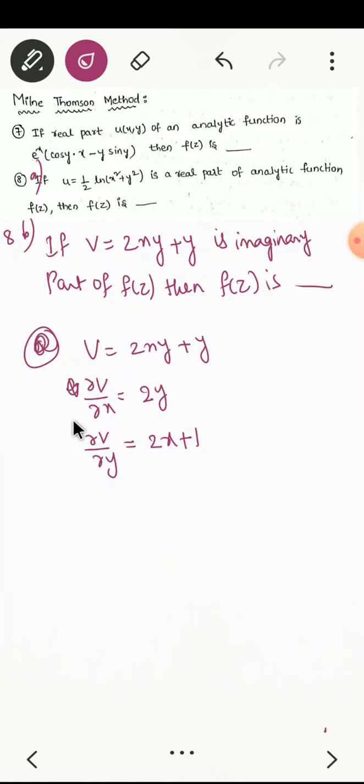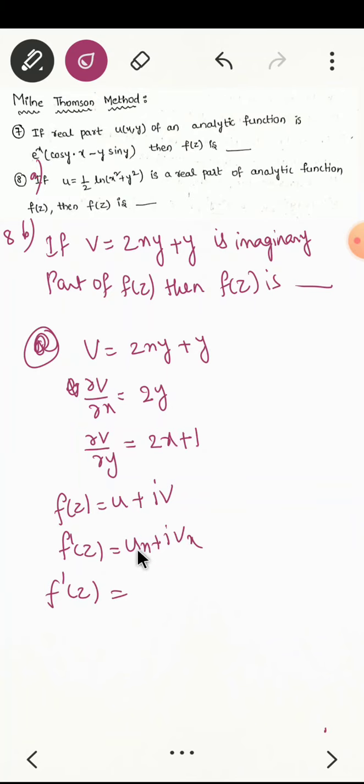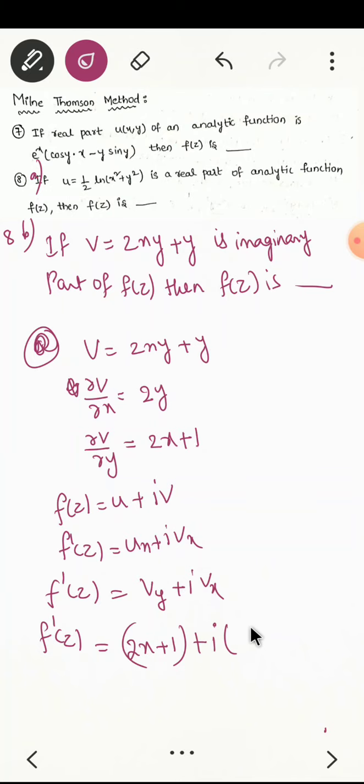Hope you are getting this. 2x plus 1. Now, as we know, f of z is u plus iv. Do f dash of z, that is ux plus i into vx. Now we have vx, and we have vy. How can you convert ux into vy? Dou u by dou x is equal to dou v by dou y. So i into vx. Then f dash of z is equal to 2x plus 1 plus i into 2y.